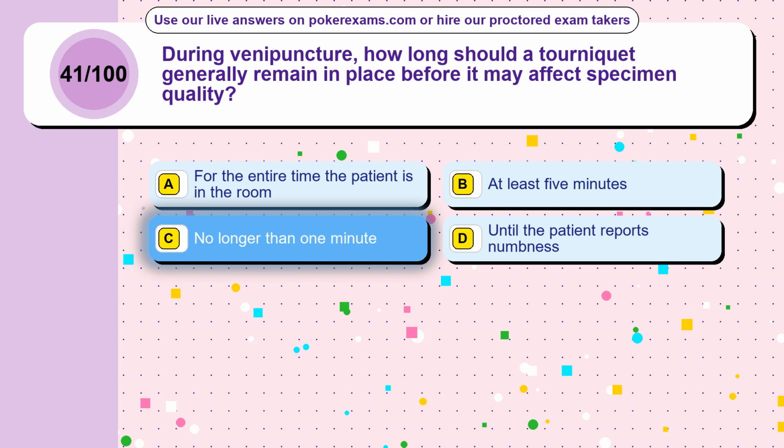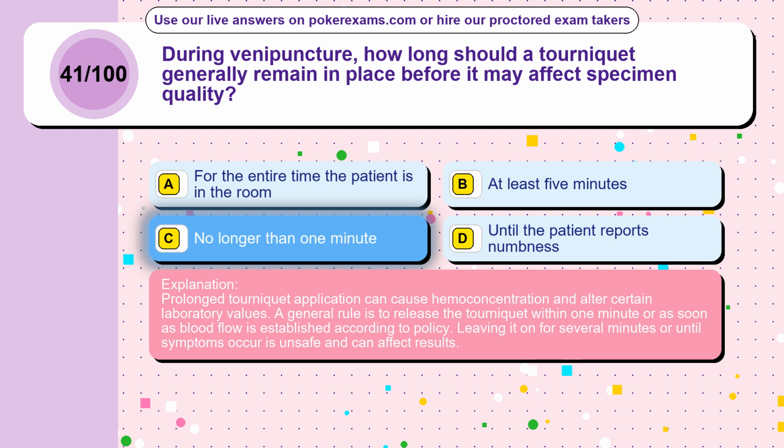The correct answer is option C. No longer than 1 minute. Prolonged tourniquet application can cause hemoconcentration and alter certain laboratory values.